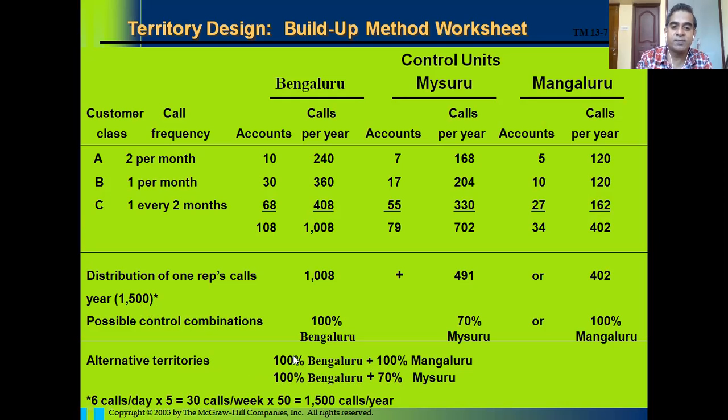Another alternative is to combine 100% of Bengaluru, 1,008 calls, with 100% of Mangaluru, 402, so it becomes approximately 1,410 sales calls. Not very close, but definitely closer to 1,500. This is just an illustration. So 100% of Bengaluru plus 100% of Mangaluru makes a total of 1,410 sales calls, and that is okay, because it will not always be equal.